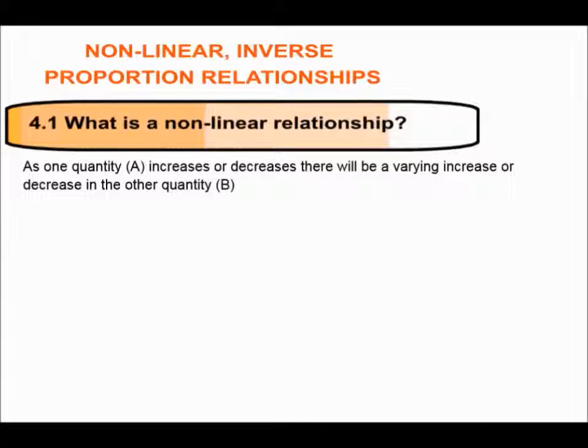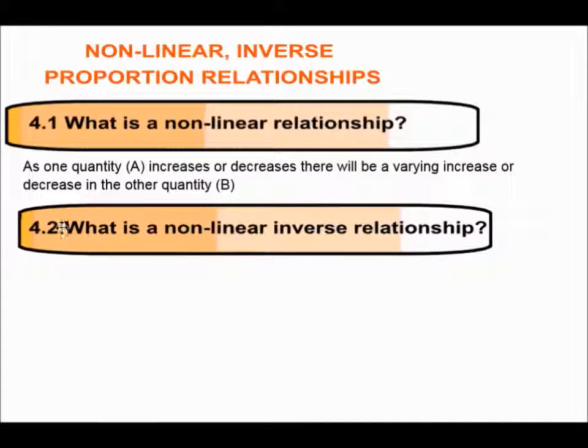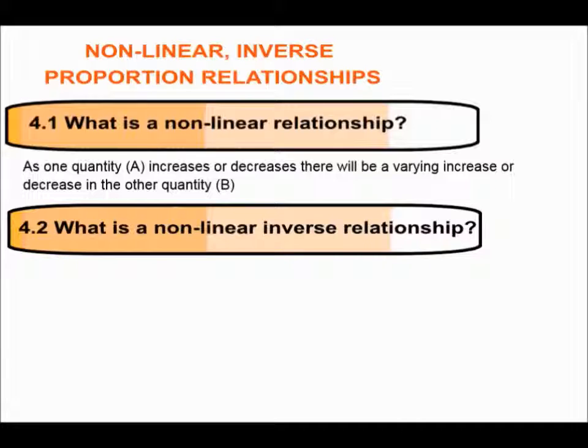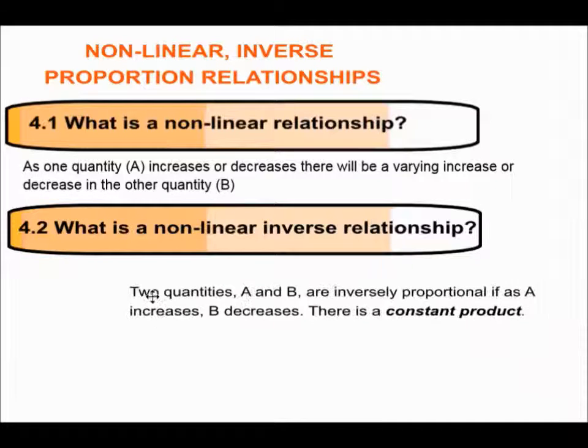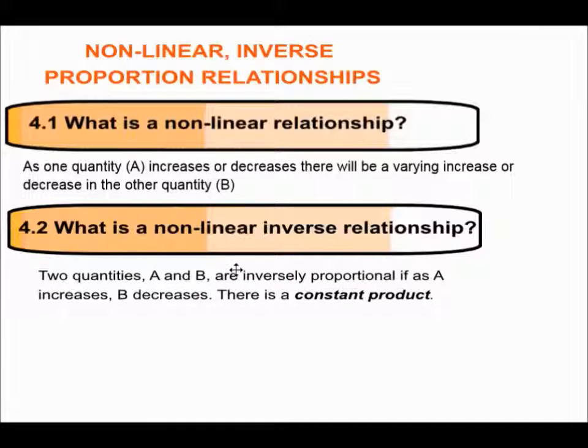Well, what is a nonlinear inverse relationship? Two quantities A and B are inversely proportional if as A increases, B decreases. There is a constant product between the variables. In a linear relationship, there was a constant difference.